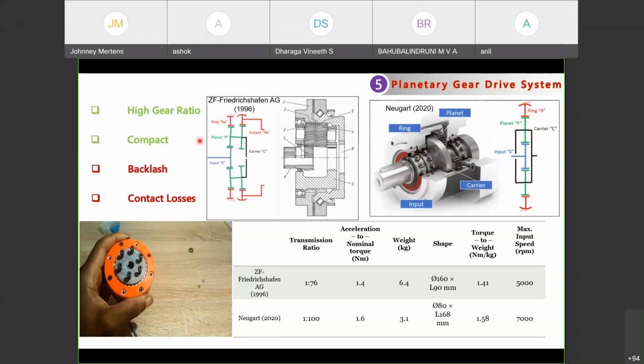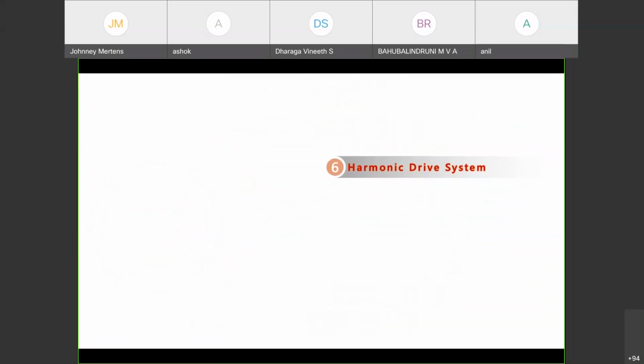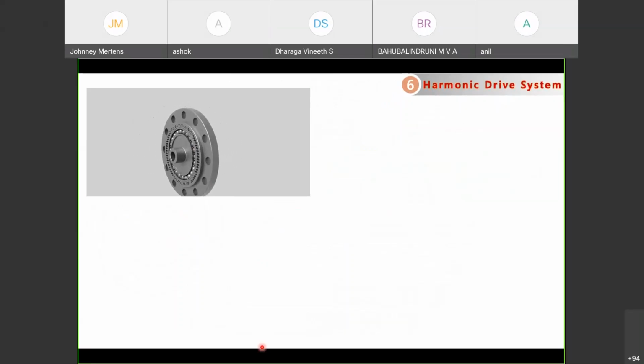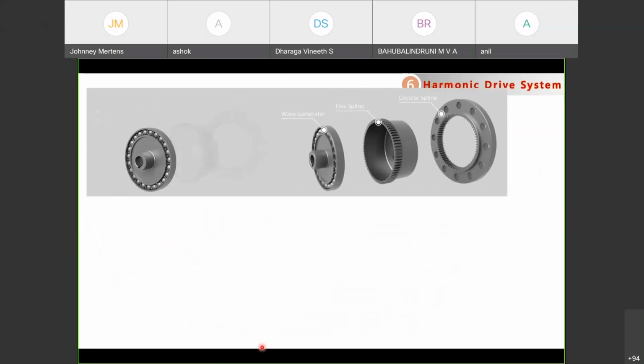So this is the planetary gear train system which is presently used, and what are the advantages and disadvantages of such a system. They are presented in this one. Now coming to the second drive system, the harmonic drive system. Okay, in the harmonic drive system, it consists of three parts. Just see. It consists of a wave generator, flex spline, and circular spline.